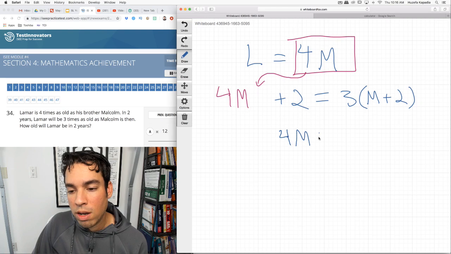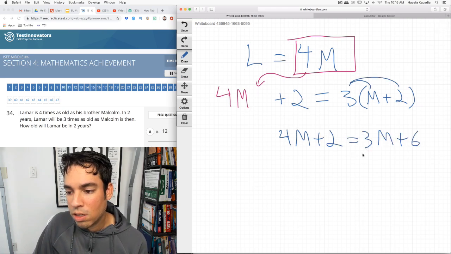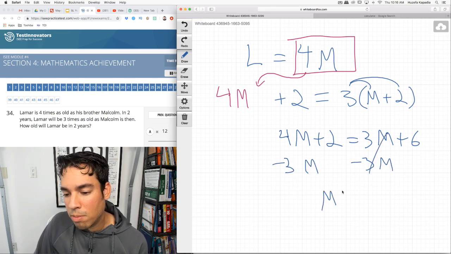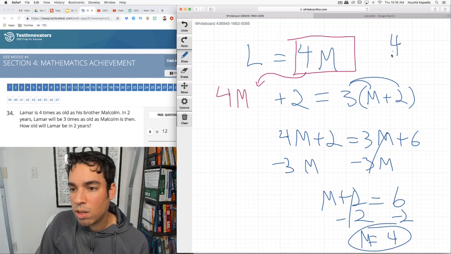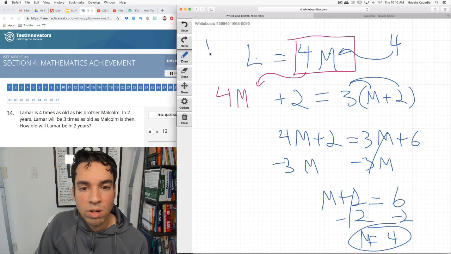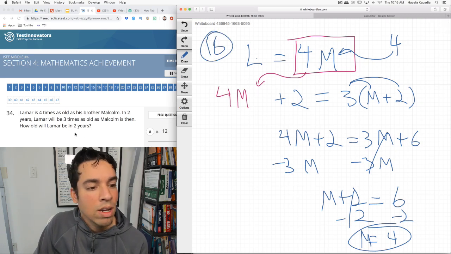So now I have 4M plus 2 equals, let's distribute, 3M plus 6. Subtract 3M from both sides. And I got M plus 2 equals 6, minus 2, minus 2. M equals 4. If M equals 4, plug that in here. 4 times 4 gives me Lamar, so Lamar is 16. But that's Lamar back then. How old will Lamar be in 2 years? 16 plus 2.